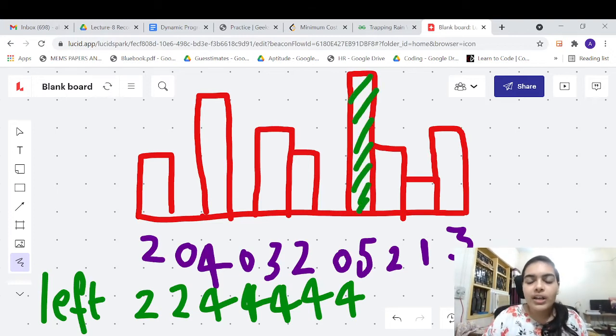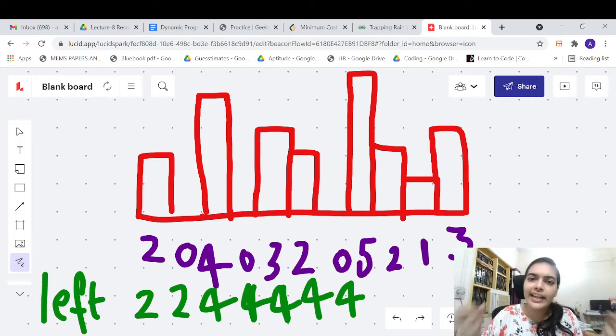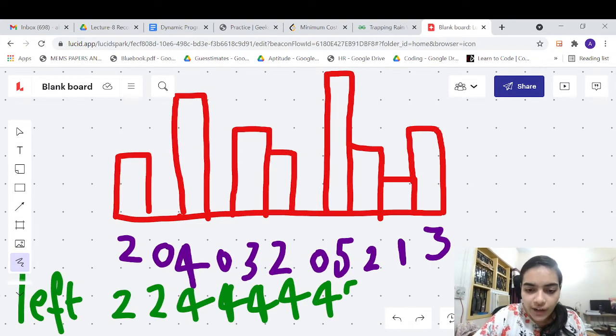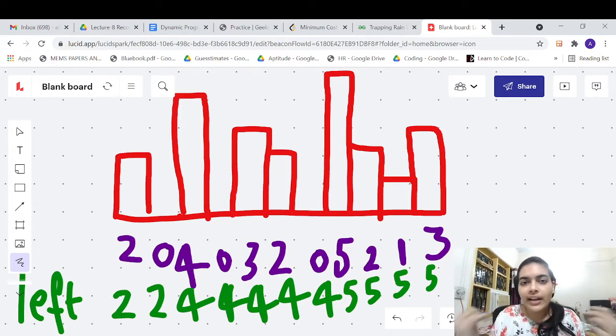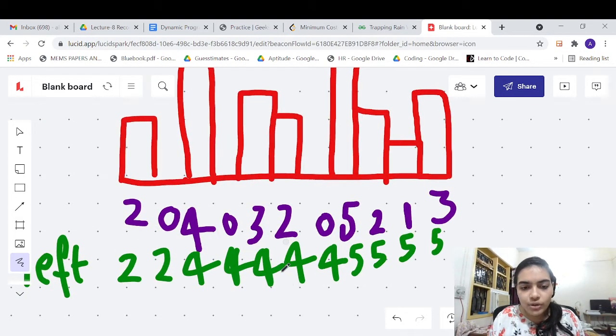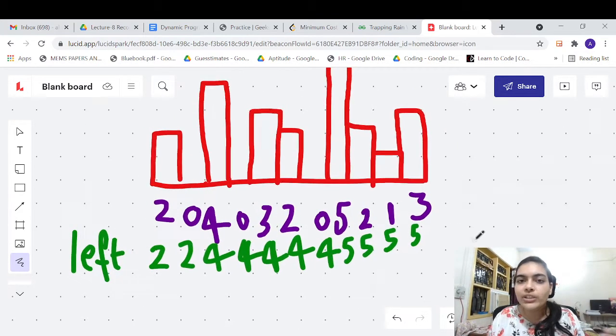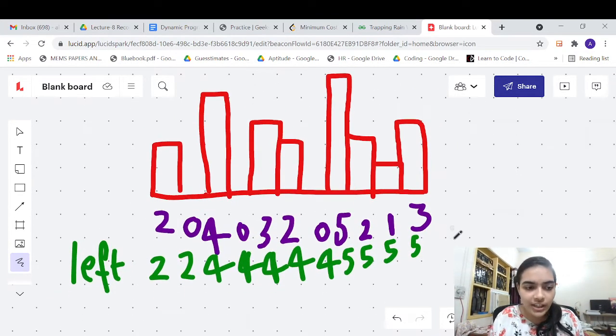Now which is this block? This block has height 5. 5 is bigger than 4, so 5 will take its place. 5 will defeat 4 and 5 will become the highest element up till the end, because there is no element higher than 5. So this is your left array. We are going to store the left maximum so that we can use it later. We saw that in the logic.